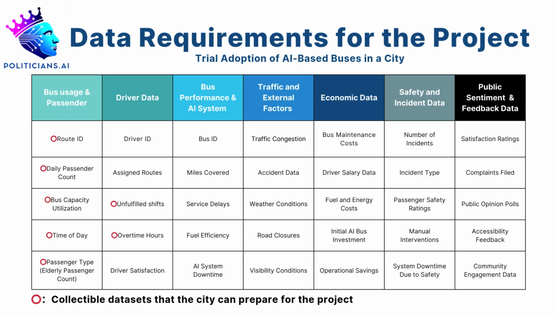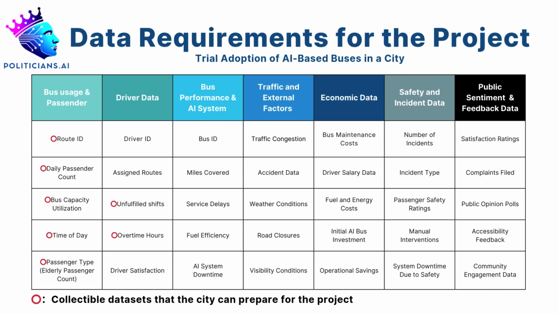5. Economic data. We need to understand the costs and potential savings of implementing AI buses, and this dataset will track all economic factors. Key features. Bus maintenance costs. We'll compare the maintenance costs for AI and non-AI buses. Driver salary data. This gives us insight into the costs associated with employing drivers and helps estimate potential savings from reducing driver shortages. Fuel and energy costs.